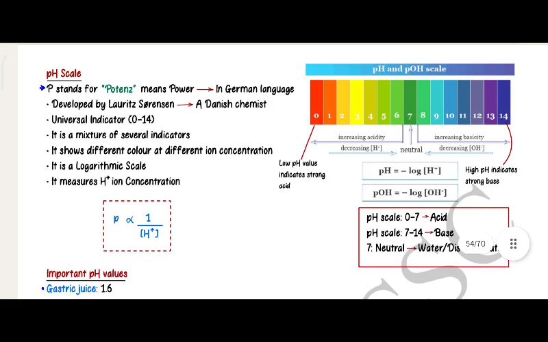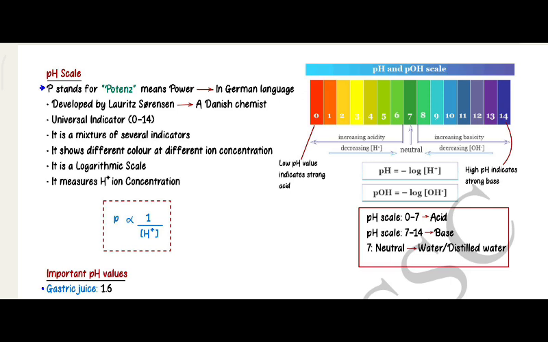pH scale. P stands for potenz, meaning power in the German language. Developed by Lauritz Sorensen, a Danish chemist. Universal indicator, 0 to 14, is a mixture of several indicators. It shows different colors at different ion concentrations. It is a logarithmic scale. It measures H plus ion concentration. pH is directly proportional to 1 by H plus.